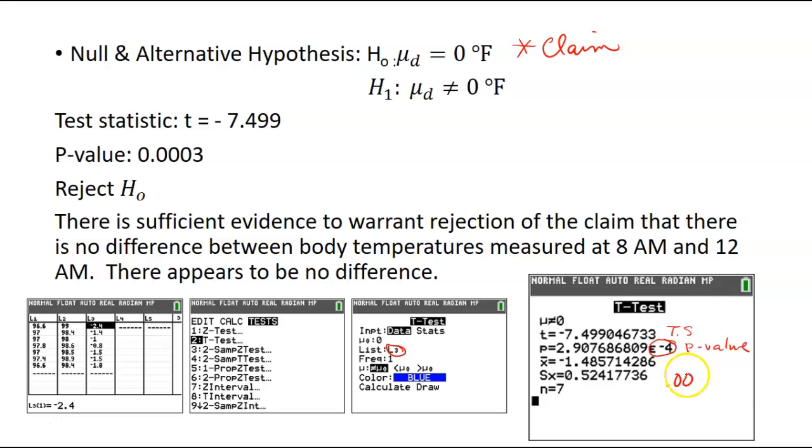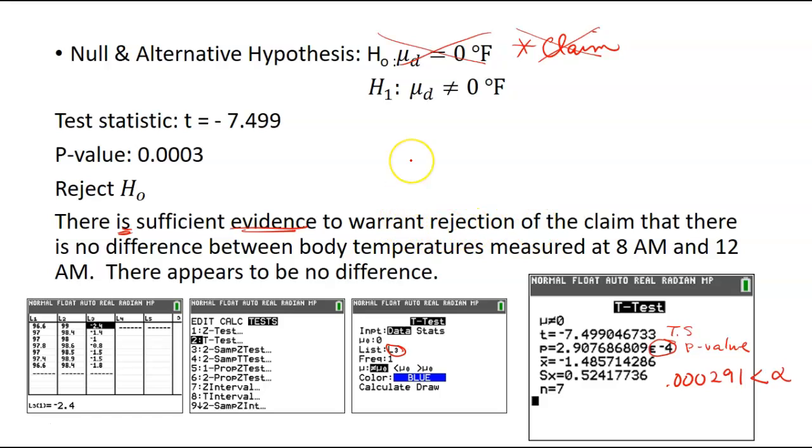That's 0.000291. That's definitely less than our alpha, and so we would reject the null hypothesis. Since our claim is in the null hypothesis here, we're going to talk about whether or not we can warrant rejection of the claim. And since we reject our null hypothesis, we're essentially rejecting our claim. So we would say there is evidence to warrant rejection of the claim.